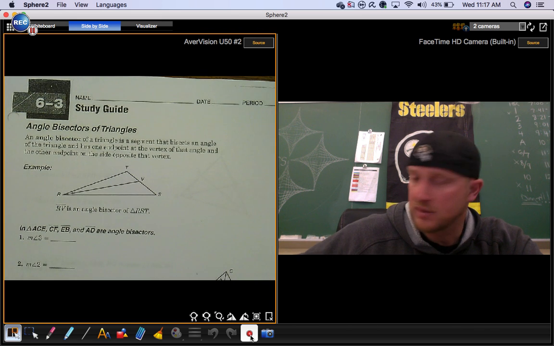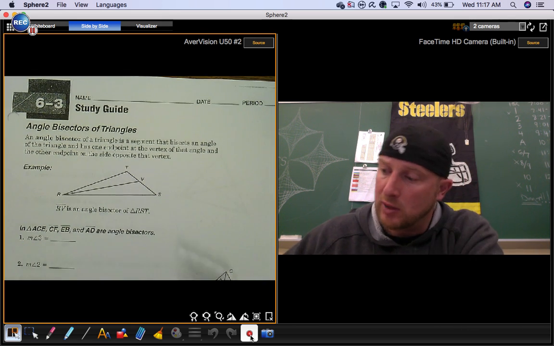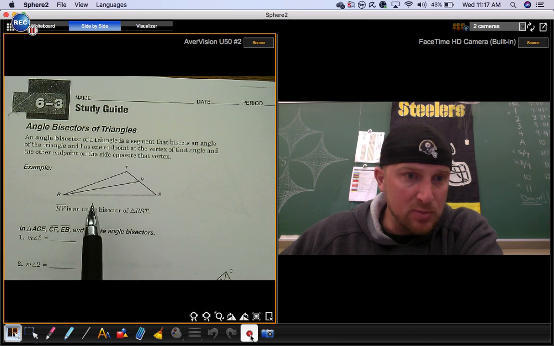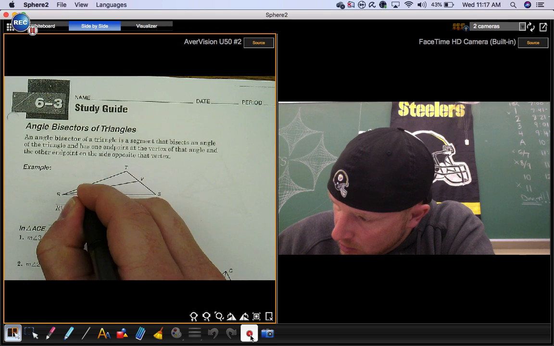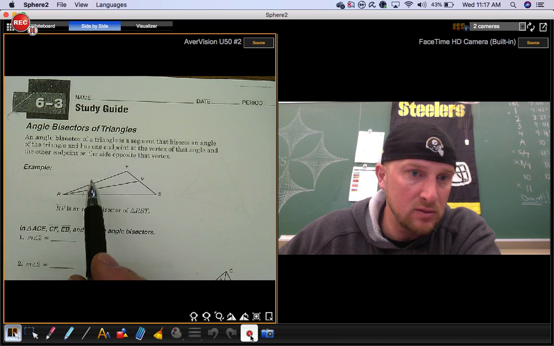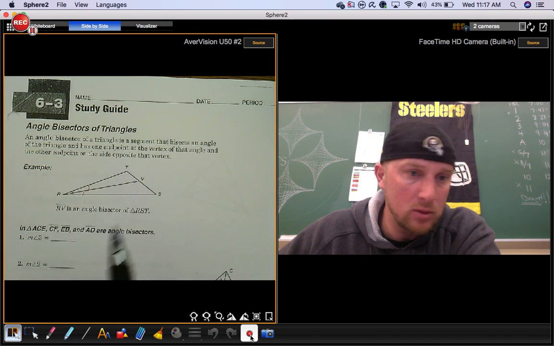This is the study guide for section 6.3. It's on angle bisectors of triangles. It tells you what an angle bisector is. When an angle of a triangle gets bisected, two angles have the same measure from one of the angles from the triangle.